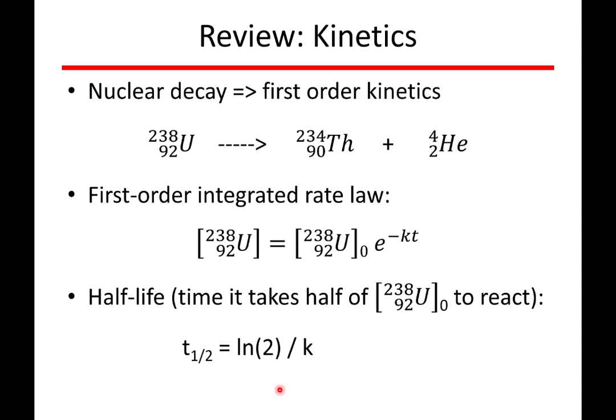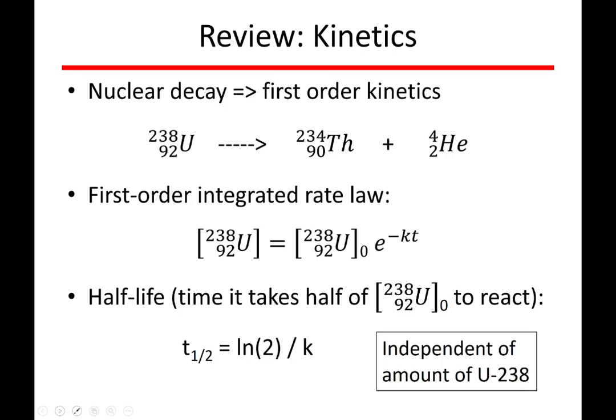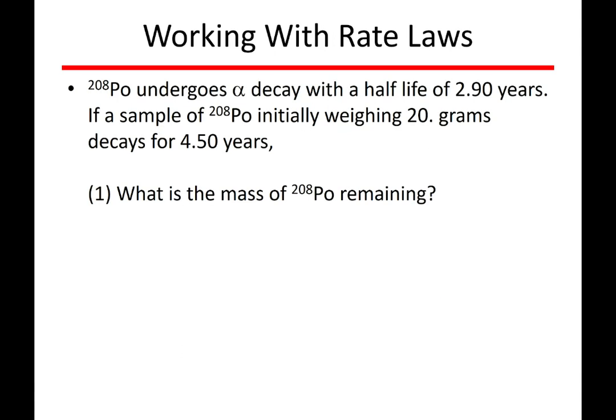We saw this equation to calculate the half-life for a first-order reaction. It says the half-life is equal to the natural log of 2 divided by the rate constant k. Importantly, in this first-order half-life equation, we see that the concentration of uranium-238 appears nowhere. ln 2 is a constant, and k is a constant, and so that means the half-life is going to be a constant for any first-order reaction. So for any nuclear decay reaction, the half-life will be completely independent of how much of the starting material you have.